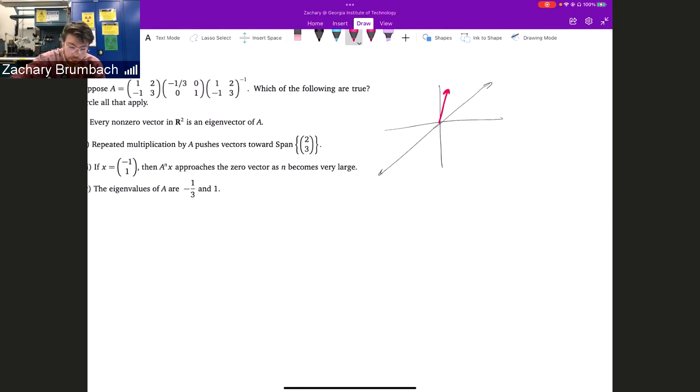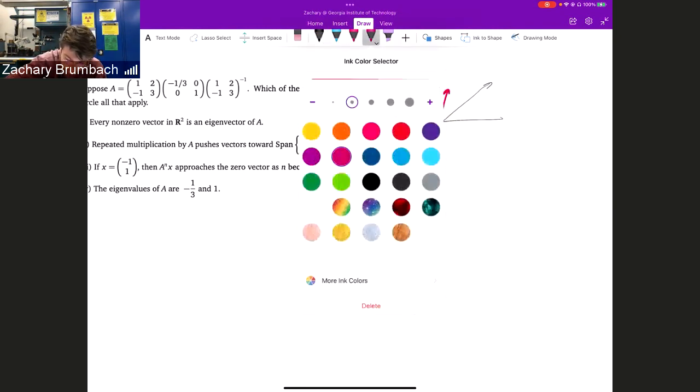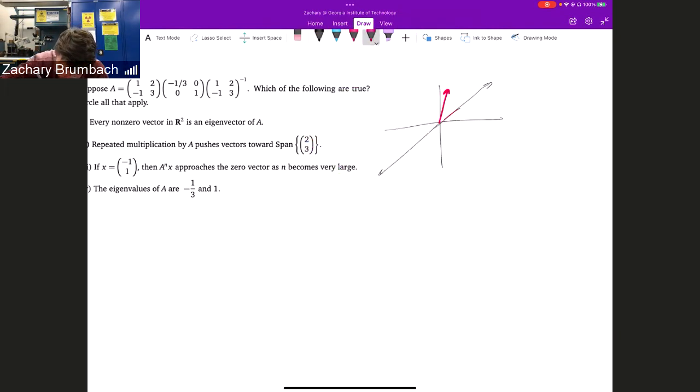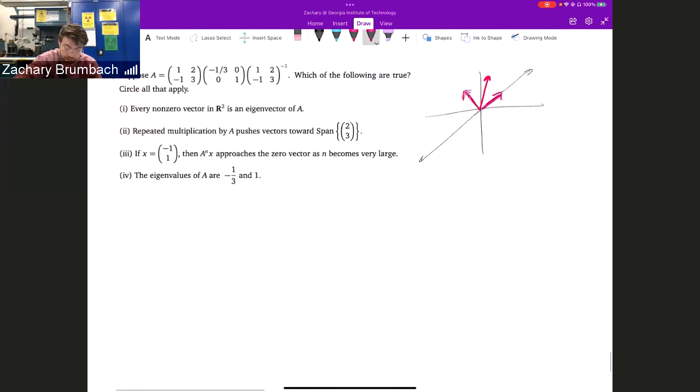Because if we had this and we broke it down into, say, the part that goes this way and a part that goes this way, components of this other vector here, then we can multiply by A and make our life a little easier.